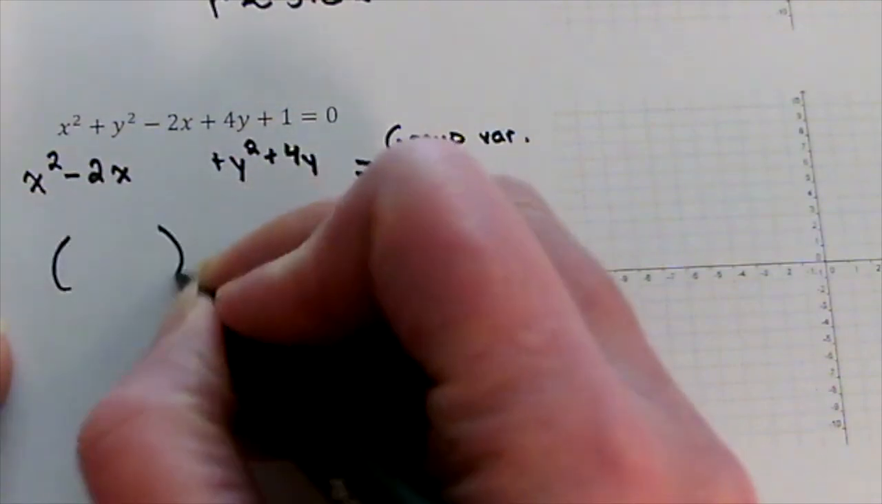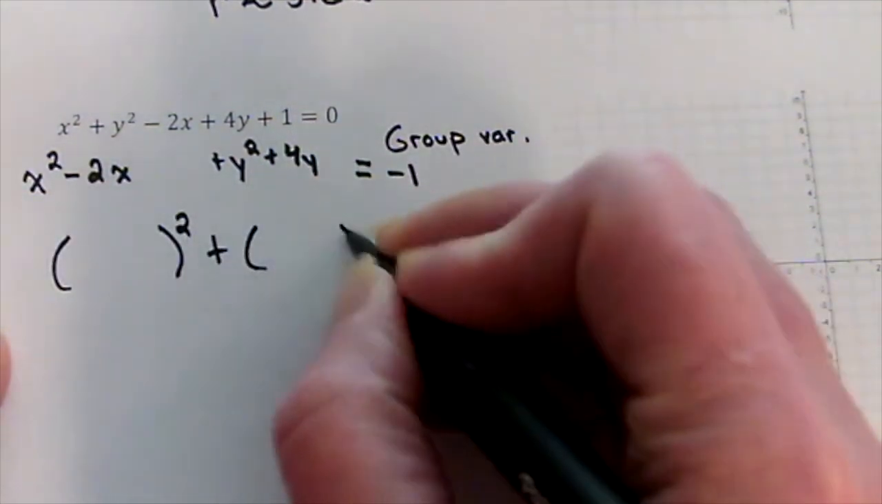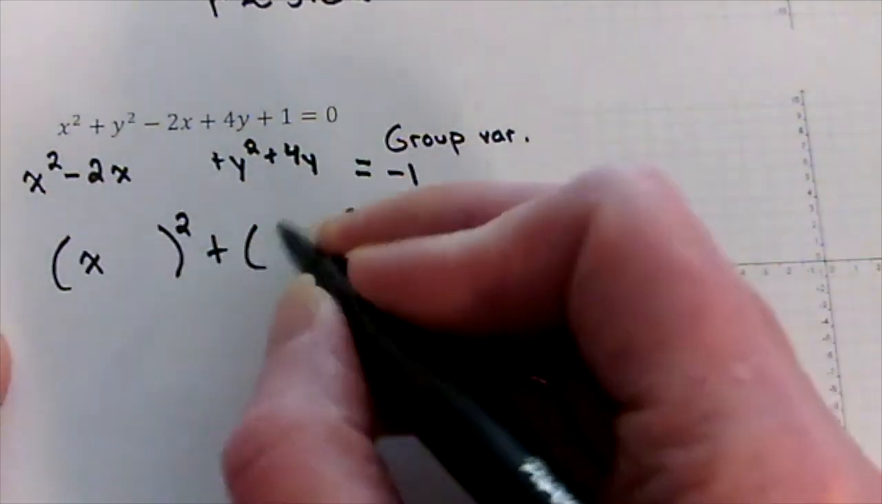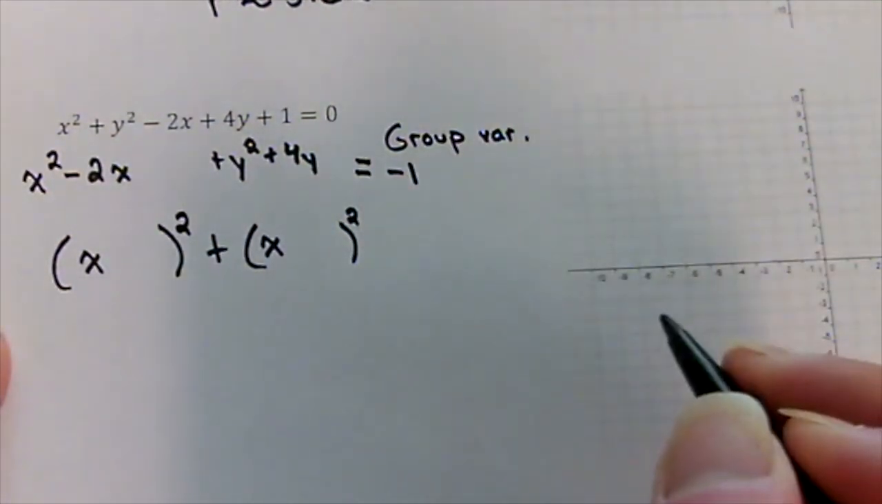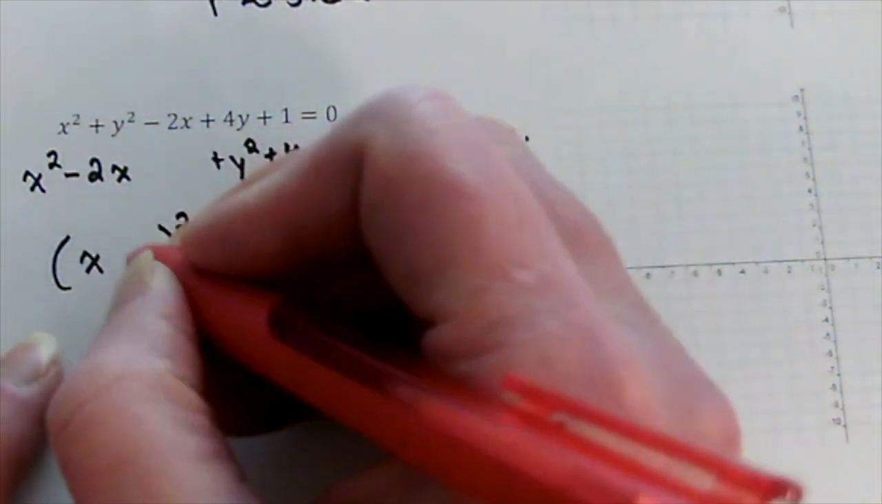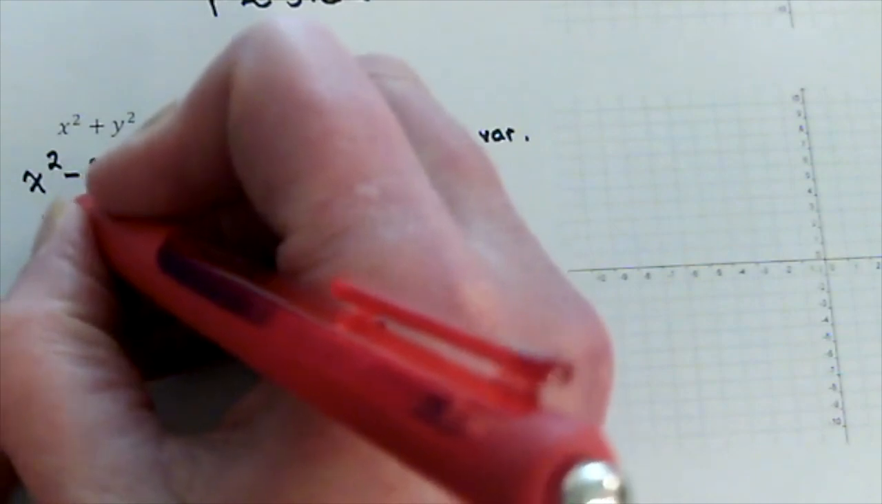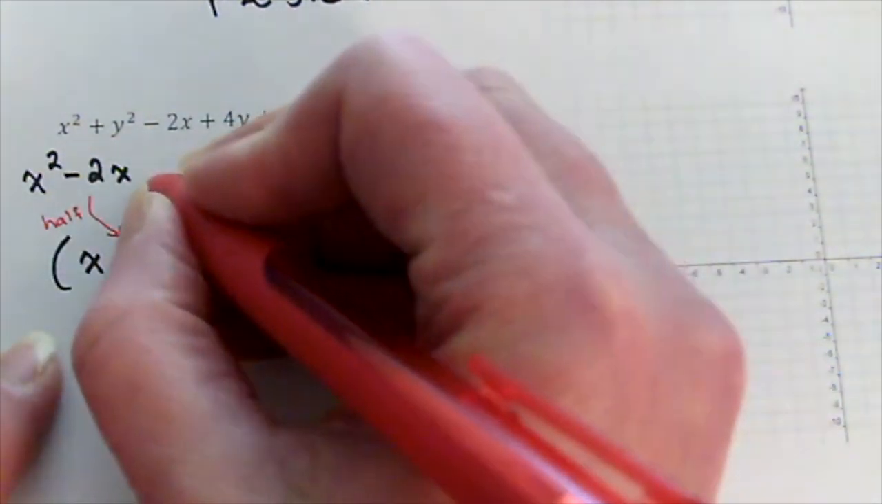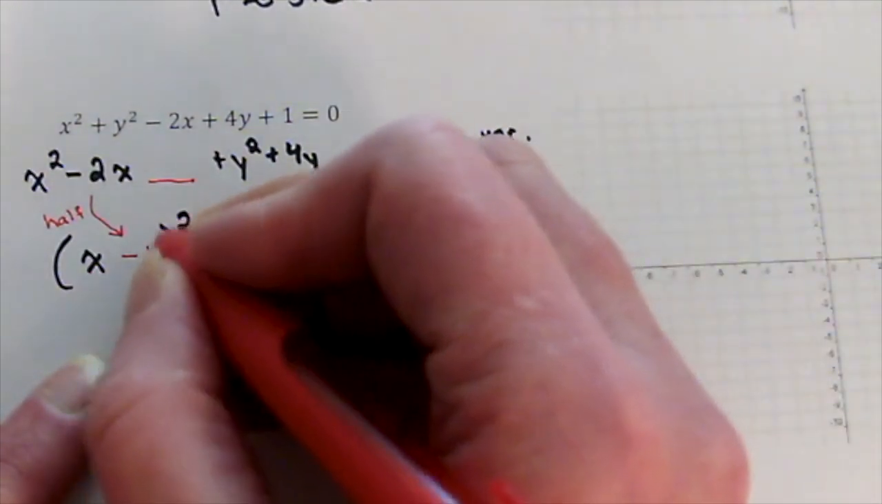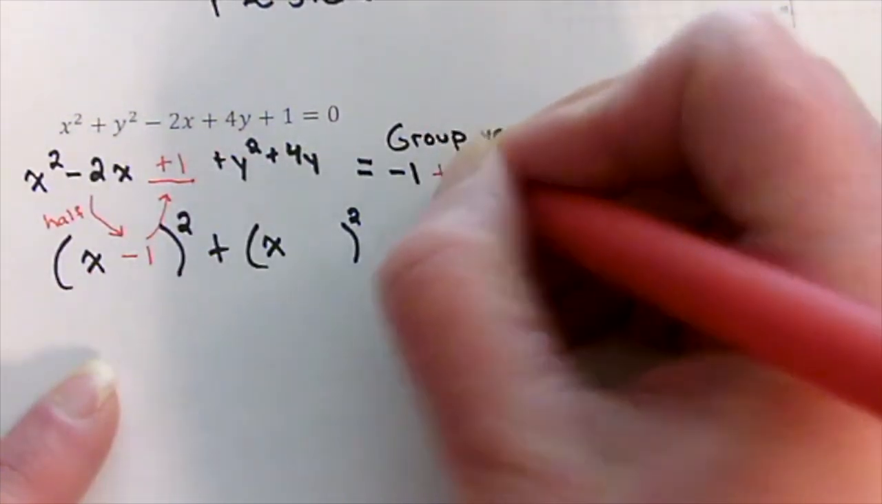What I would really like is to have something squared plus something squared. I'd really like this to be x plus or minus something squared. So if we remember way back when, this is going to be half of that middle number. So we're going to take half, and that would be a negative 1. And then we're missing something here to make that true. It would be this number squared. Now I can't just add 1 to one side just for fun. If I add 1 to the left side of the equation, I have to add 1 to the right side of the equation.